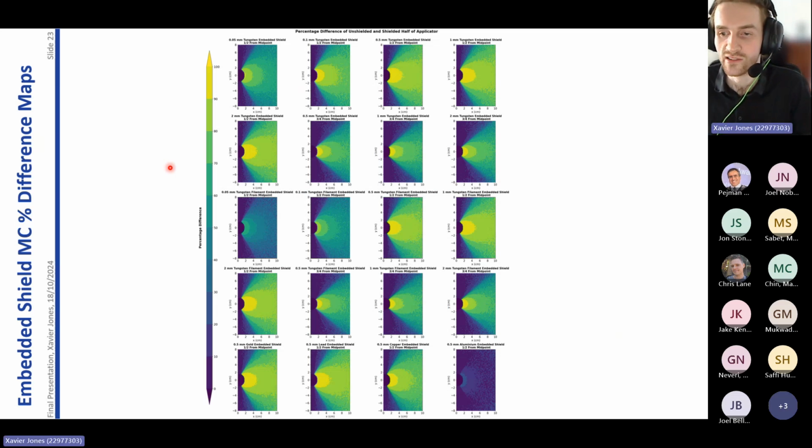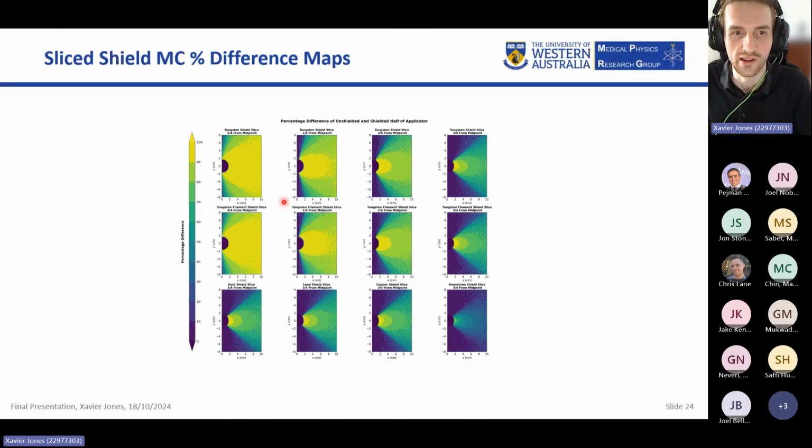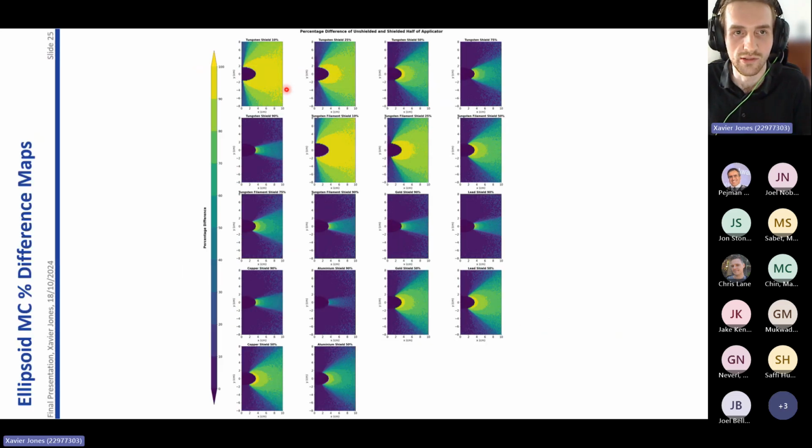In terms of comparisons of shielded variables, nothing new can be drawn from here that hasn't already been explained. These are for the embedded shields. These are for the sliced shields. These are for the ellipsoid shield applicators.